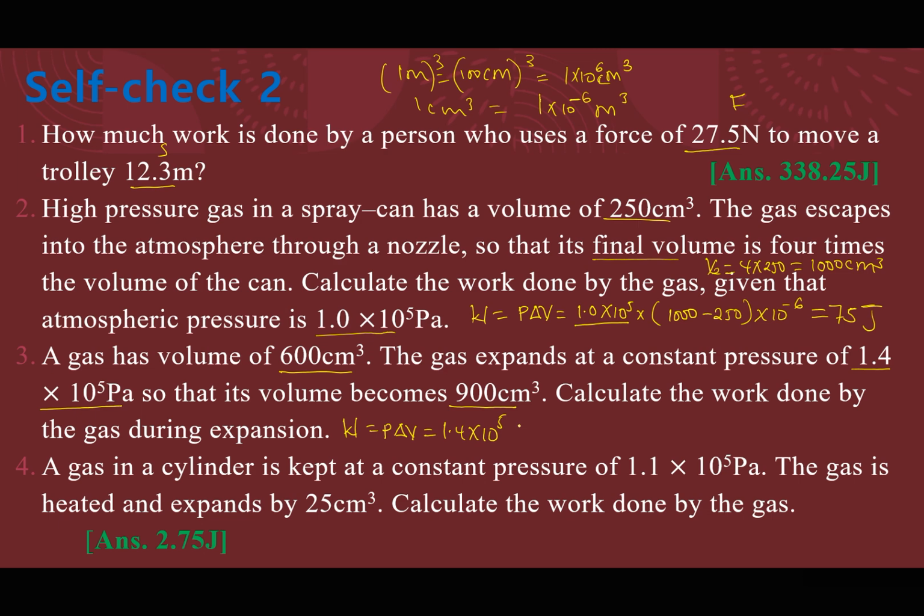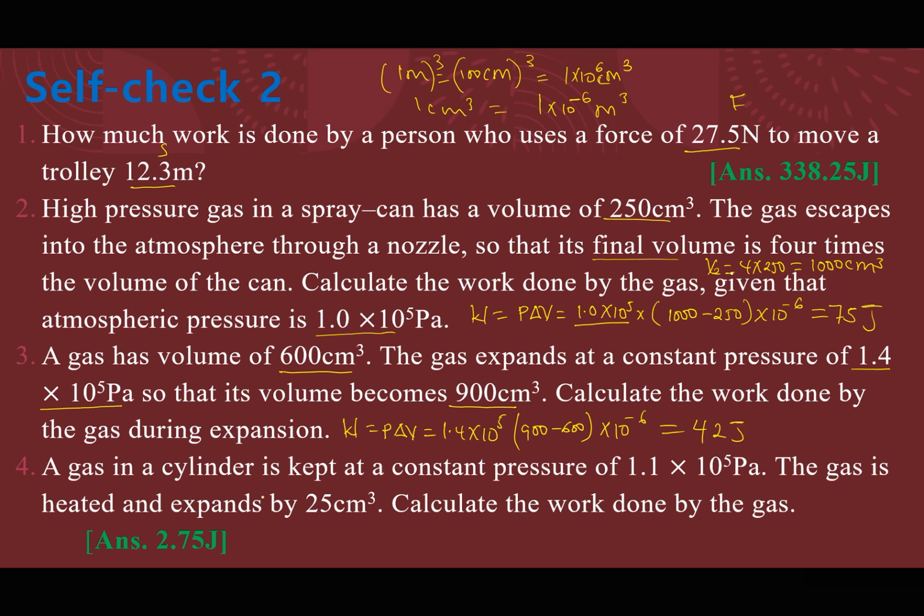Then times change in volume. Volume changes from 600 to 900, so it is 900 minus 600. But this should be times 10 to the power of minus 6 to change it to meters cubed. So this gives us 1.4 exponent 5 times 300 exponent minus 6. So this gives us 42 joules.